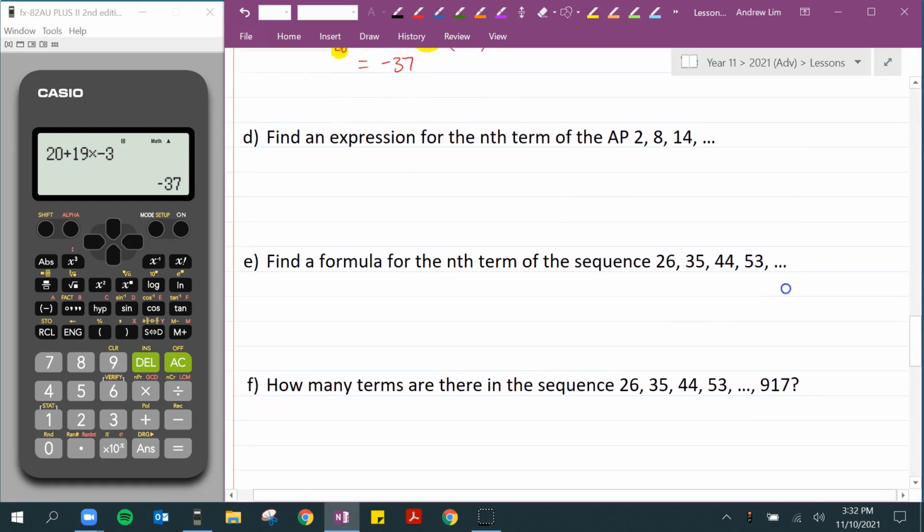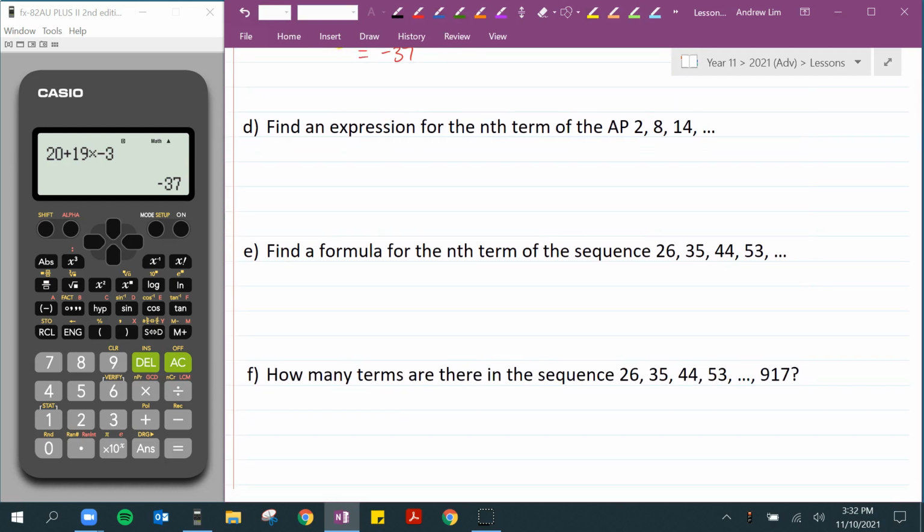Question D. Find an expression for the nth term of the AP 2, 8, 14, etc. So we know that the nth term is going to equal the first term, which is 2, plus n minus 1 times d. Well, what's the common difference? It keeps going up by 6.